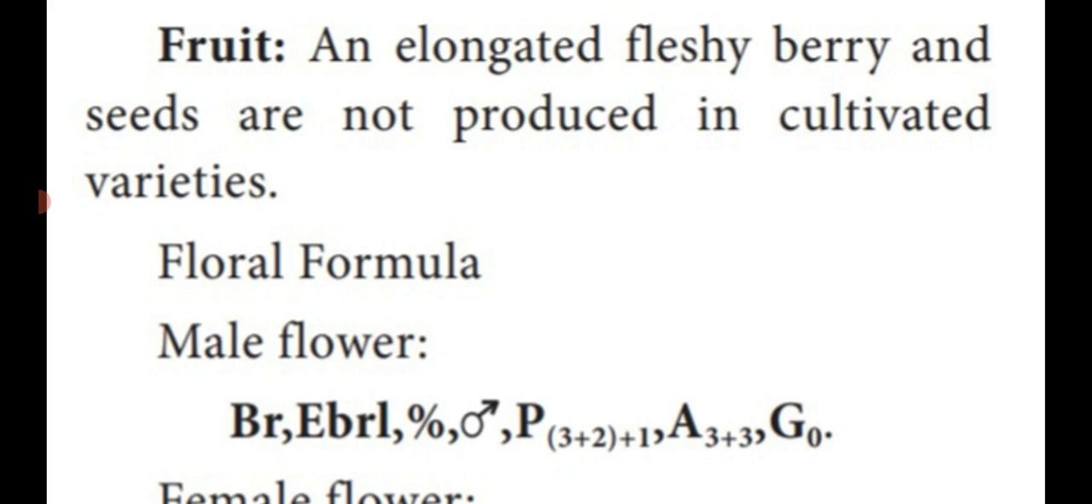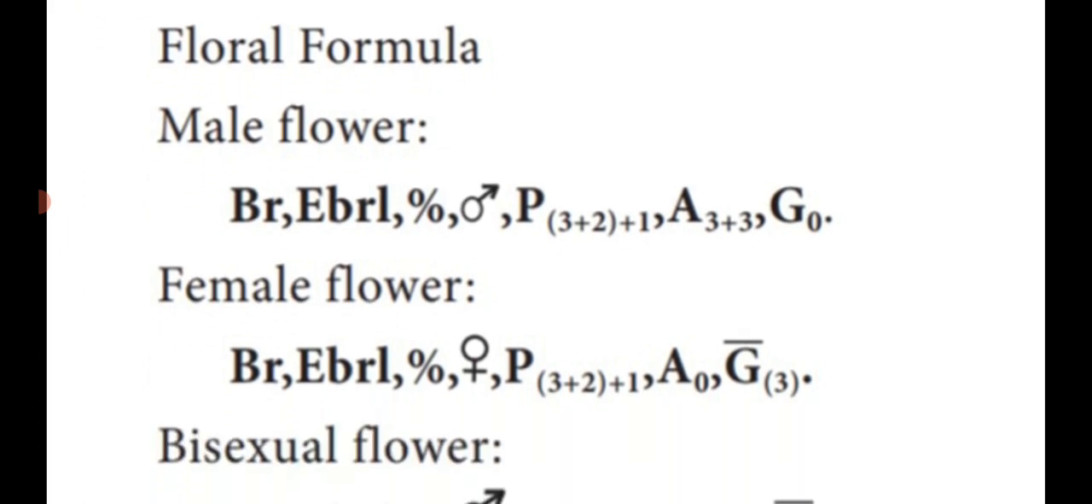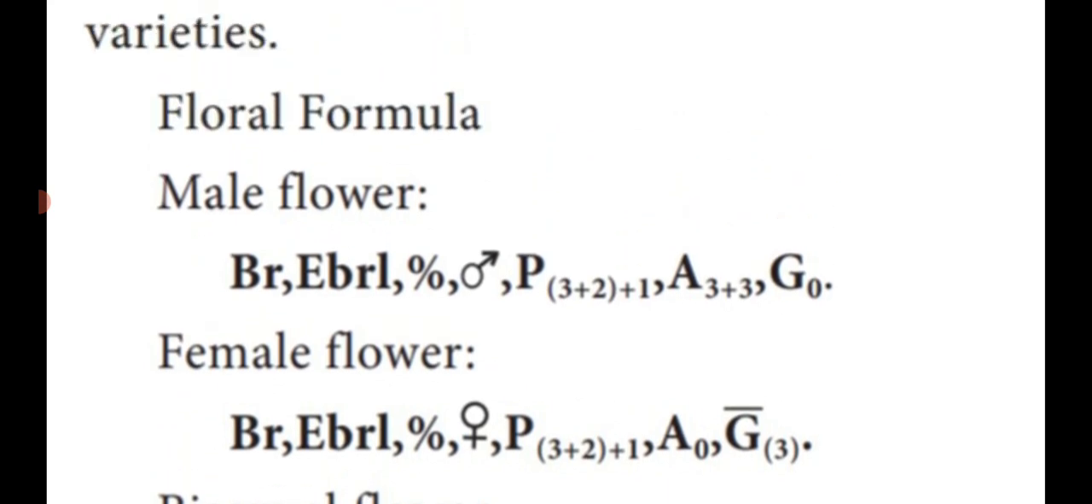That's why they have given here, seeds are not produced in cultivated varieties. Floral formula: male flower, because it is a polygamous plant. Staminate flower, pistillate flower and bisexual flowers are present in the same plant, that is polygamous. So we have to write 3 floral formulas.